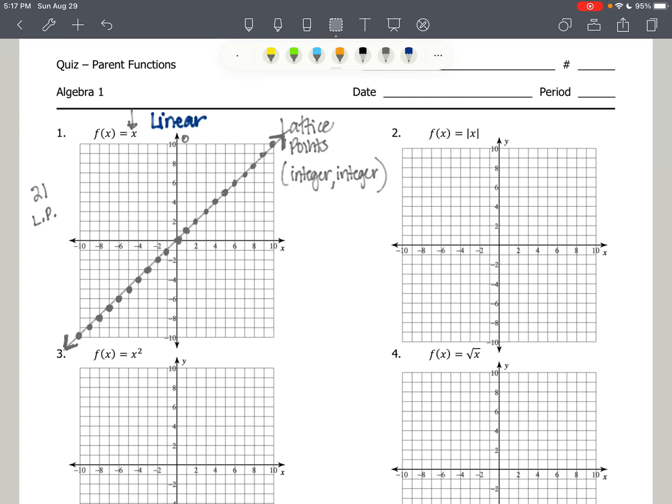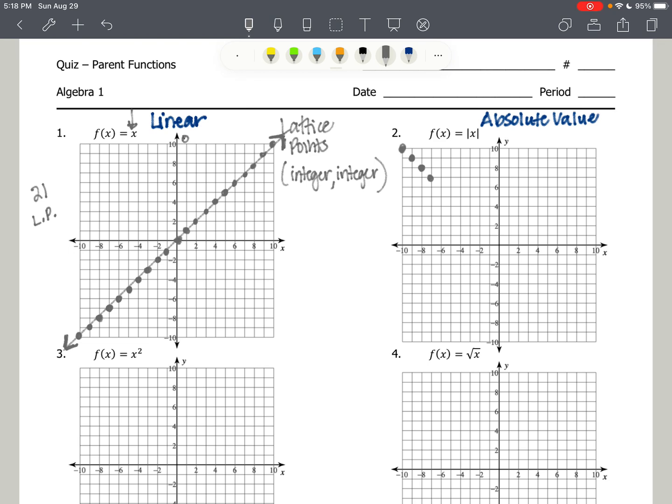Number 2 is called an absolute value function. This time when I put a negative 10 in, I get a positive 10 out because the absolute value of negative 10 is positive 10. When I put a negative 9 in for x, I get positive 9 out. When I put negative 8 in, I get positive 8.